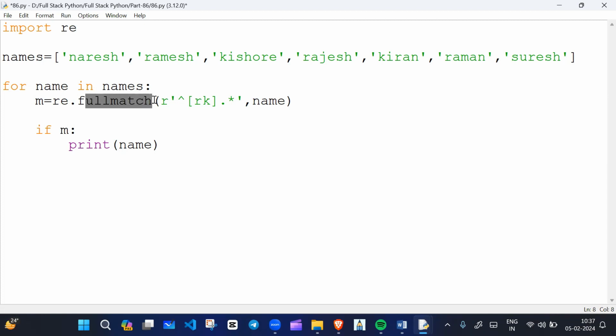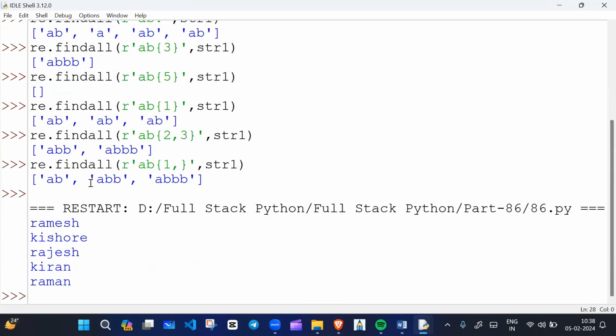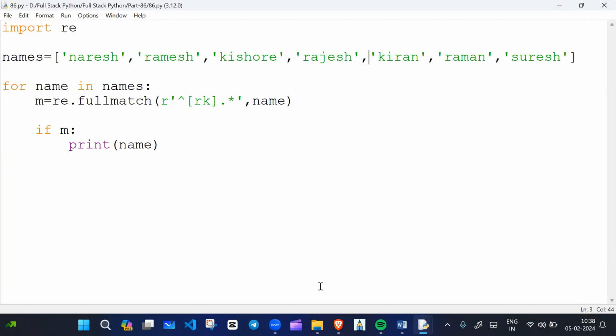So what are we printing? m. If it is a full match, then it will return true. If it is true, we will print the name. The names that start with R or K. So which names start with R? Ramesh starts with R. Kishore starts with K. Rajesh, Kiran, Ramesh. These names. If I run this code, so R and K, R and K. Only names that start with R and K are printed. Right. So this is the meaning of this code.